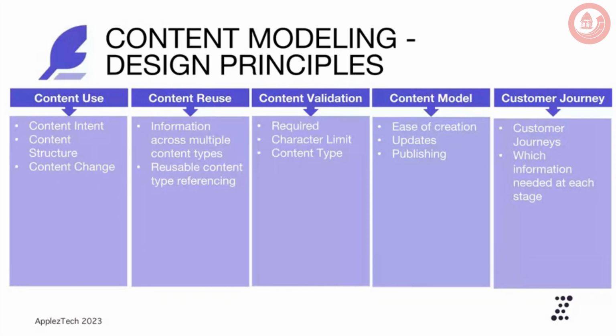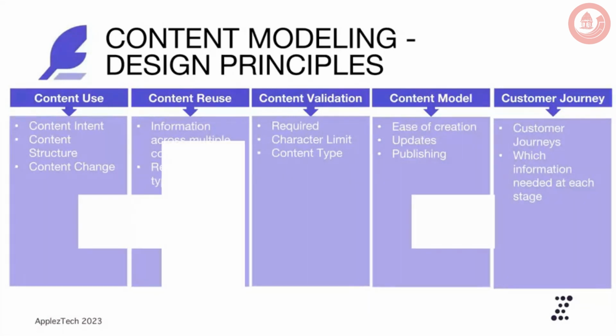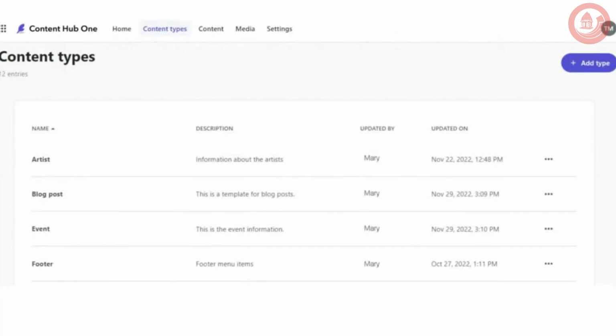So they need to understand what kind of customer journey they are going to end up serving for this website, and they build all of these content models accordingly. Now, as you can see, similar to the Content Hub One homepage, it's pretty much clean. Everything that you need is just out there and easy to use.